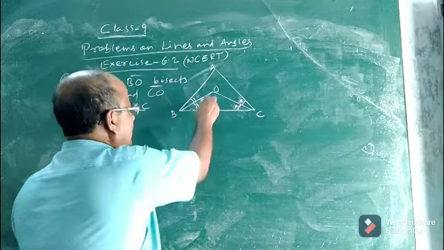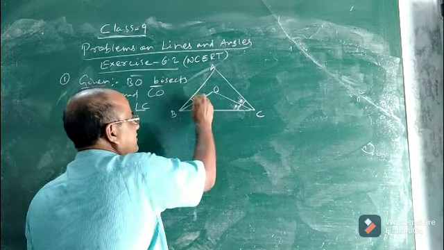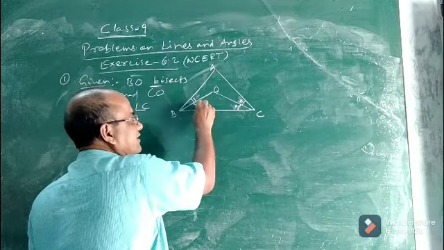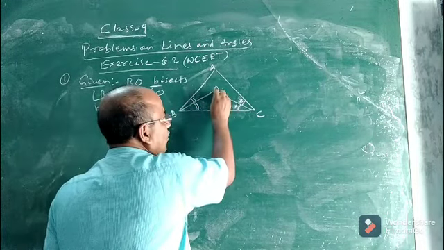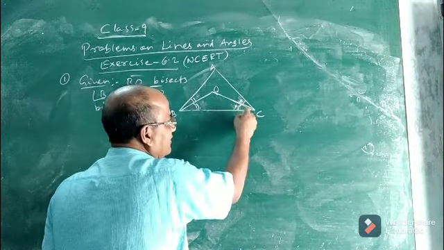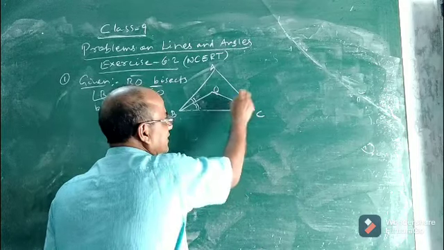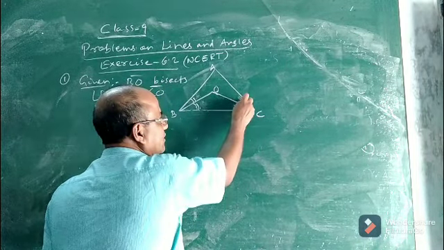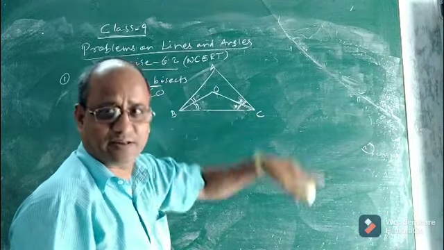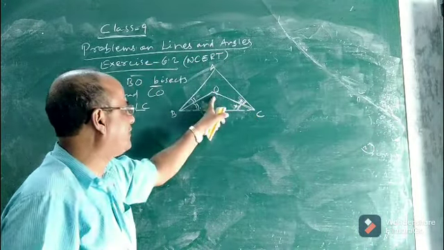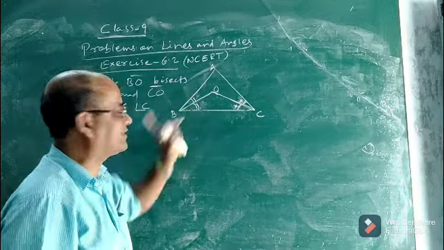This is given. So if BO bisects, then these two angles are equal, because BO is bisecting angle B. Similarly, if CO bisects angle C, then this angle and this angle are equal. I have given a different symbol, the cross, meaning these two are equal because CO bisects angle C. It is given in the question.